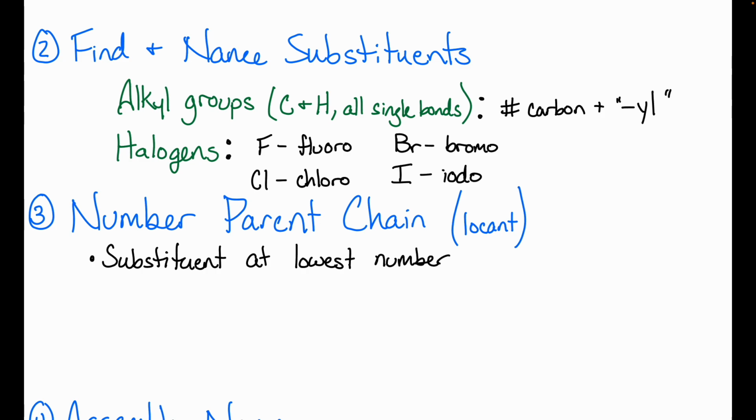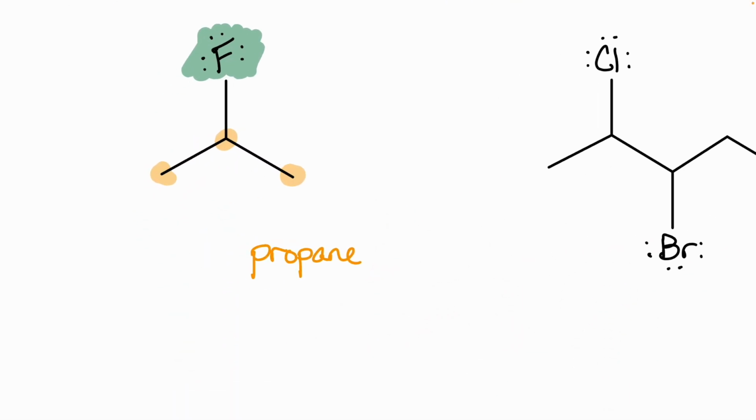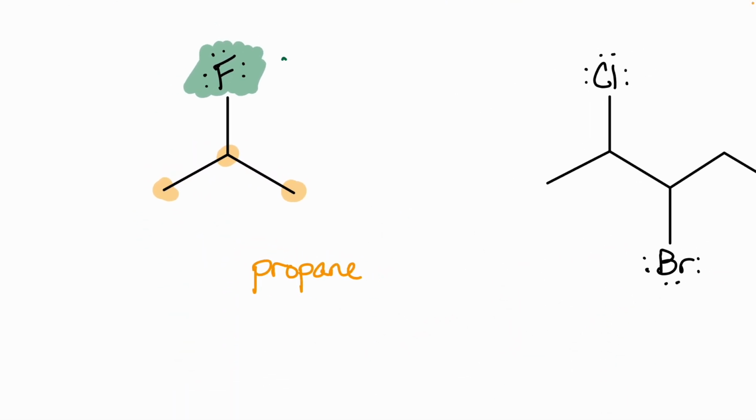All right, all of our other rules are the same. So we name this as a fluoro group. I'm going to number my parent chain. In this case, it wouldn't matter which direction I went. My fluoro group will always be at carbon 2. So this would be 2-fluoropropane.